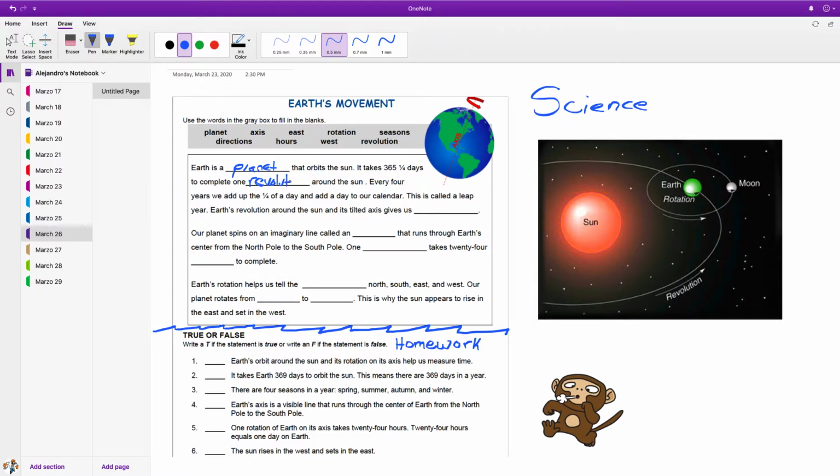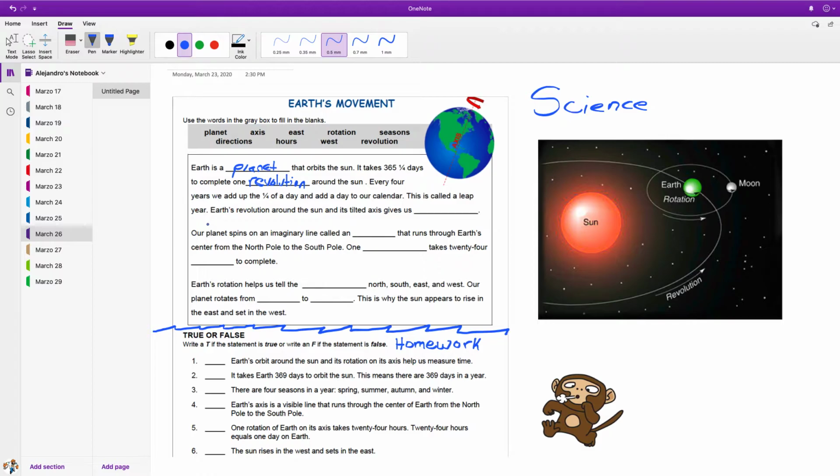Revolution. Good. Let's go ahead and continue. Every 4 years, we add up the 1/4 of a day and add a day to our calendar. This is called a leap year. We know that, right? Every 4 years, we need to add 1 day to the calendar because when we say that it takes 365 days, guys, that's only an approximation. That's why we need to add a day every 4 years to have the exact numbers, right?